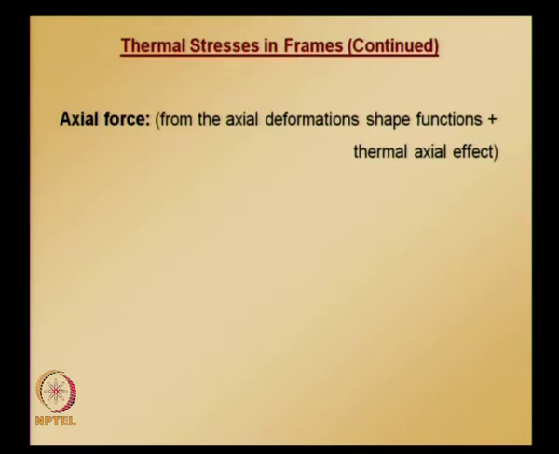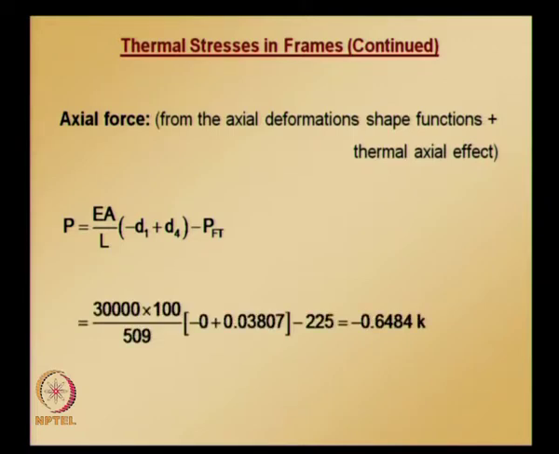using the components in the D vector and the finite element shape functions. But since the thermal axial force is constant over the length of the element, we need to apply a fixed end correction; that is, the thermal axial effect needs to be taken into account when we are calculating axial force. So, using this formula we get the axial force in element 1, and similarly we can calculate the other two, that is shear force and bending moment.